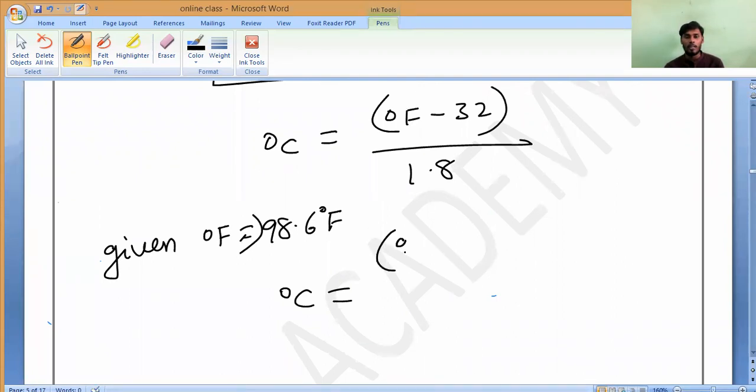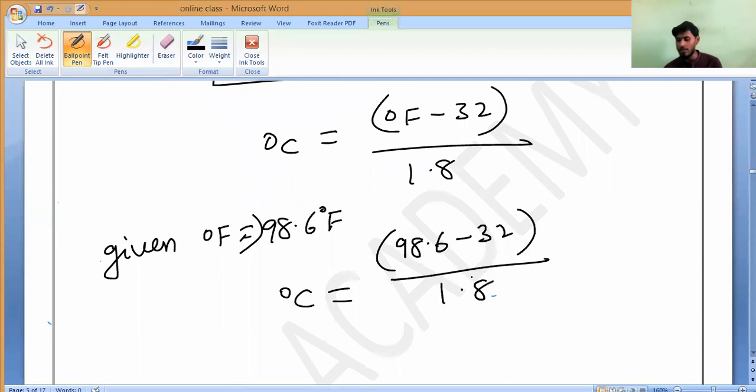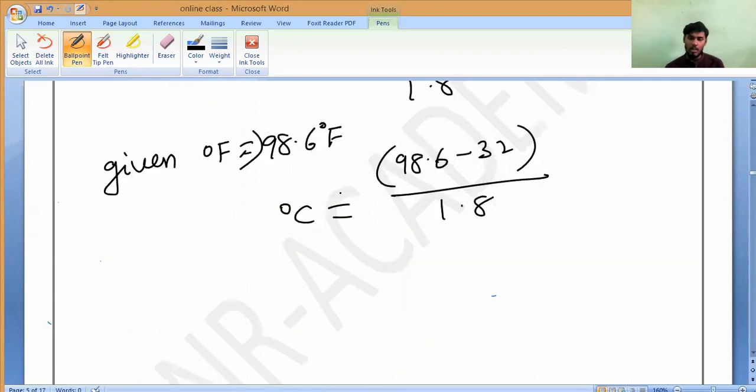Degree Celsius is equal to 98.6 Fahrenheit minus 32, divided by 1.8. Is it okay, Hari? Yes, sir. Now you tell me, just now we have found it. Kaushik, 98.6 minus 32, how much is it? 66.6 divided by 1.8. Is it yes or no, Hari?